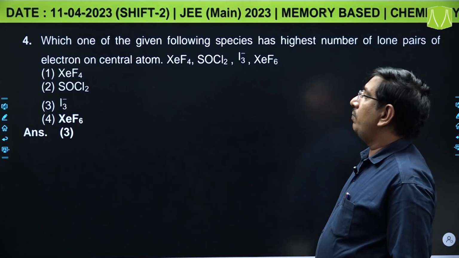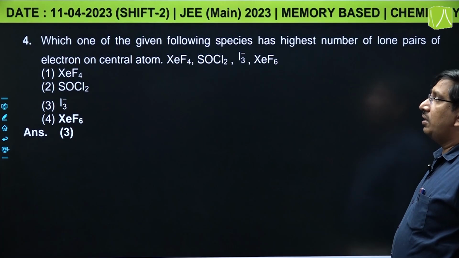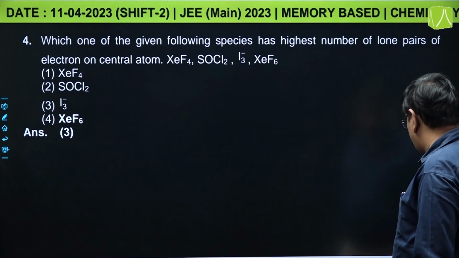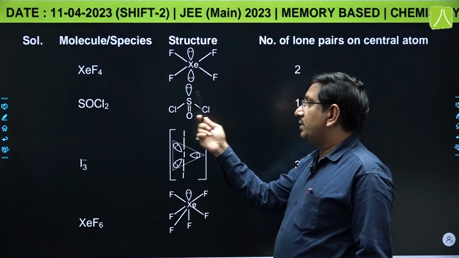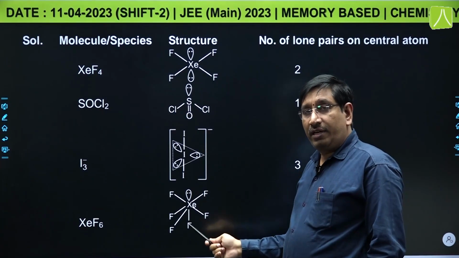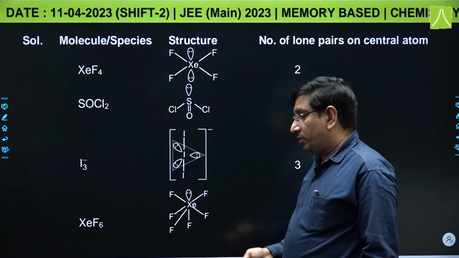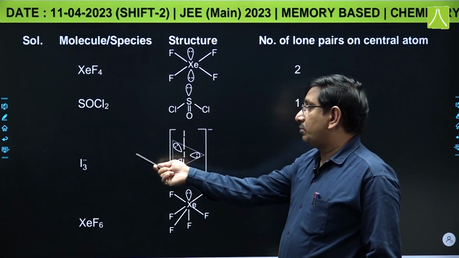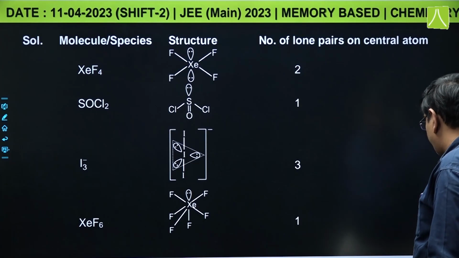Next one, which one of the following species has the highest number of lone pairs of electrons on the central atom? XeF4, SOCl2, I3 minus and XeF6. If you observe, XeF4 has square planar shape with 2 lone pairs, SOCl2 has pyramidal shape with 1 lone pair, I3 minus has linear shape with 3 lone pairs and XeF6 has distorted octahedron shape with 1 lone pair. Among these, the highest number of lone pairs is observed in I3 minus. So, the maximum number of lone pairs observed on the central atom is 3.